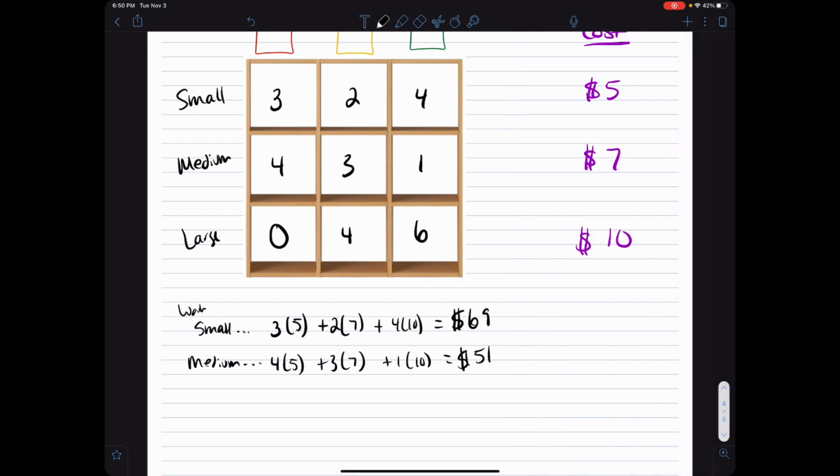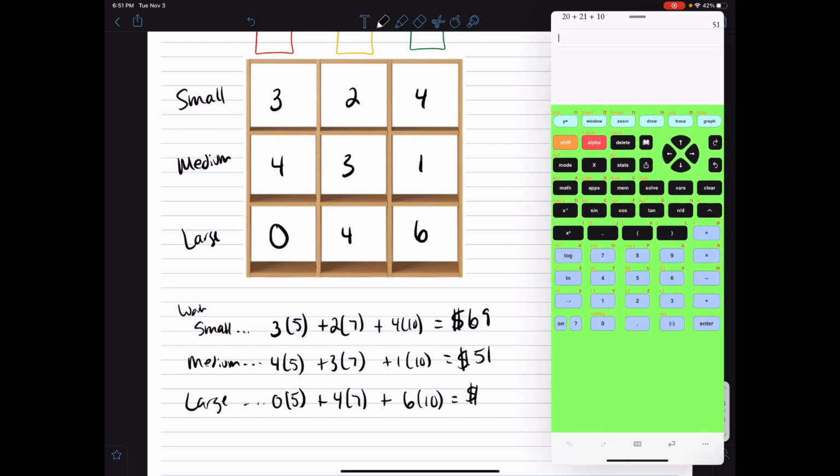And then we'll finish up with the larges. We have 0 of the first shirt, so 0 times 5, we're not going to make any money from shirt number 1. We have 4 larges of shirt number 2, and they each cost $7. And then we have 6 larges of shirt number 3, and they each cost $10. So we can already see this is going to be the most, but we have 28 plus 60. So there we get $88.